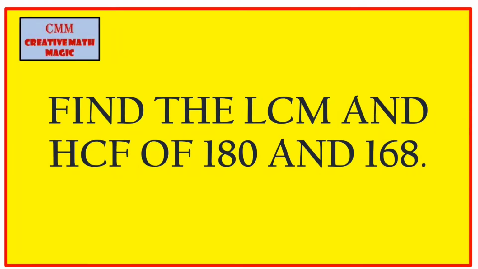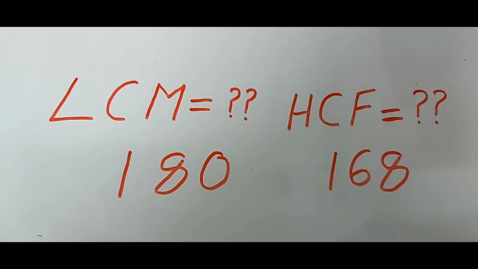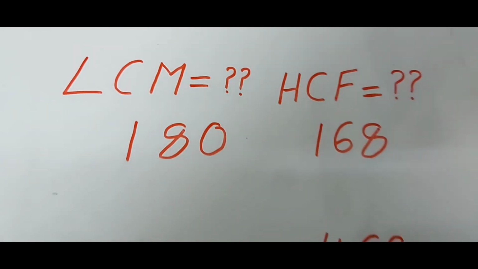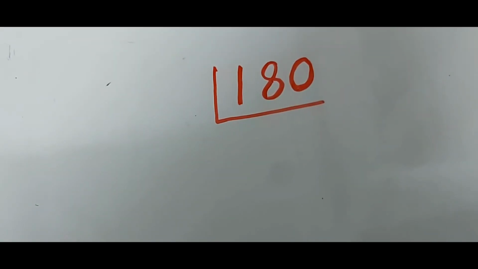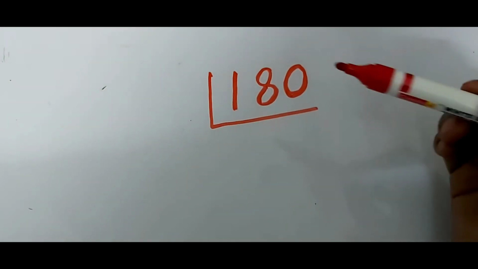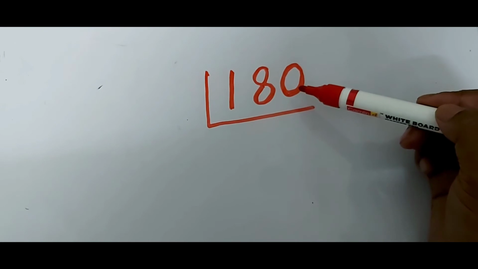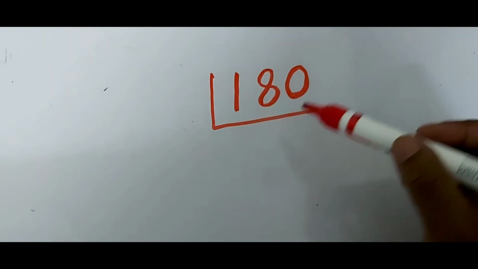To have a better understanding of prime factorization method, let us do another problem involving bigger numbers. To get the LCM and HCF of these two numbers, the first thing we need to do is prime factorization. Resolving 180 into its prime factors. Whenever you have an even number in the units place, then start the prime factorization with the only even prime, that is 2.